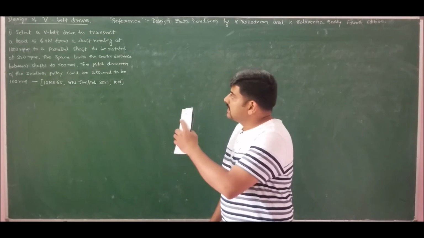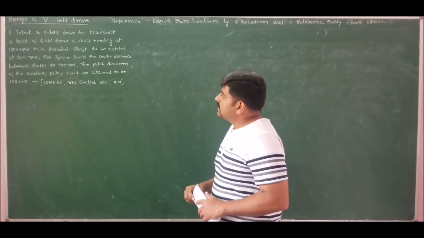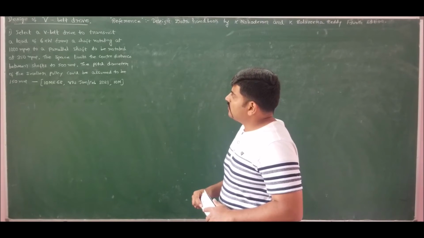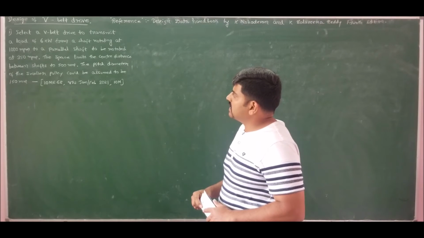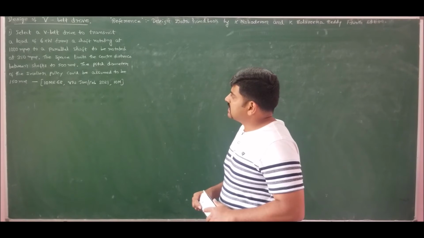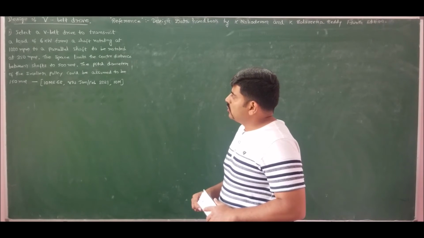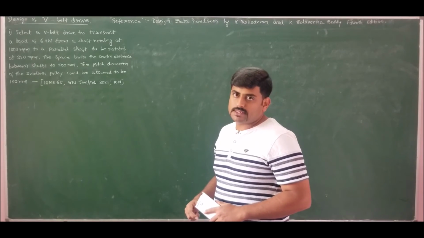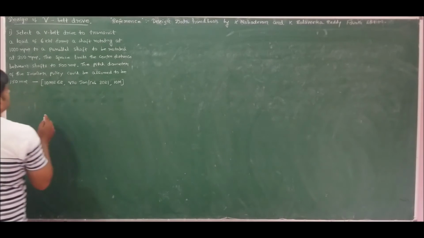Moving ahead, problem number 1 of our discussion on design of V-belt drive states: select a V-belt drive to transmit a load of 6 kilowatts from a shaft rotating at 1000 rpm to a parallel shaft to be rotated at 350 rpm. The space limits the center distance between shafts to 500 mm. The pitch diameter of the smaller pulley could be assumed to be 150 millimeters. So let us select the V-belt drive and completely design it.